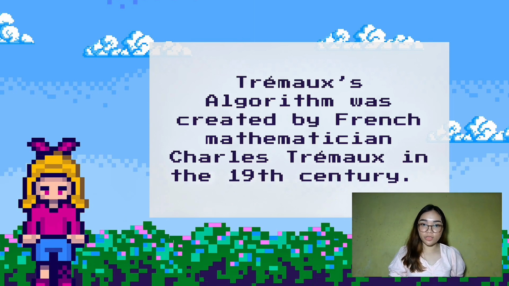Tremaux's algorithm was created by French engineer Charles-Pierre Tremaux in the 19th century as a simple and reliable way to solve mazes by marking paths to avoid unnecessary retracing. Unlike the wall follower, which can fail in complex mazes, Tremaux's method guarantees full exploration without repetition.